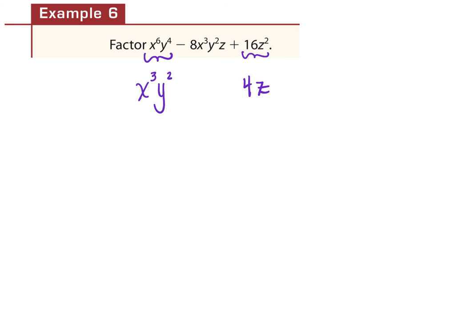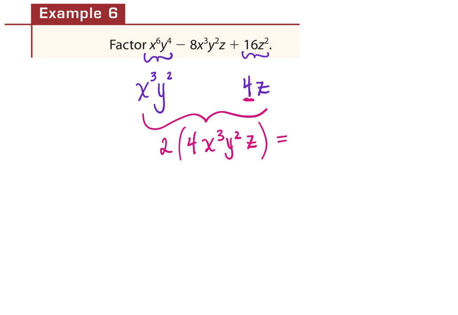Now I'm going to check to see if they make it to the center guy. So I'm going to multiply these. I get 4. And I'm just going to go in order: x cubed, y squared, z. And then I'm going to double it. When I double it, I get 8 x cubed, y squared, z. Is that my middle term? It is. Everybody see that? So I have a perfect square.